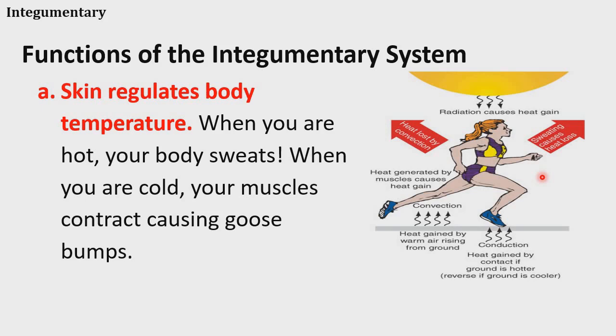During vasoconstriction, it brings less blood to the surface and little or no sweat is produced. Therefore, heat loss by convection and radiation is reduced. Because whenever radiation is high, it causes heat gain. But when convection is high, it will do what? It will cause more heat loss.